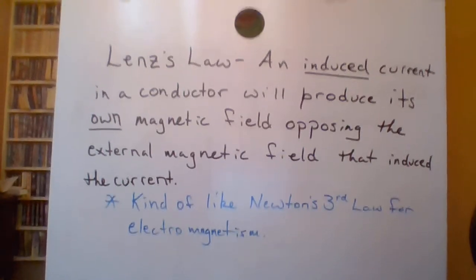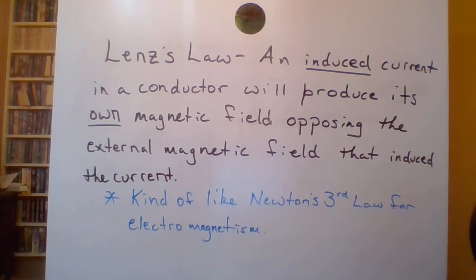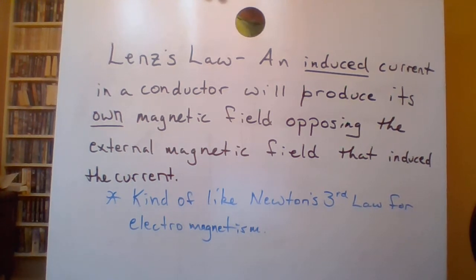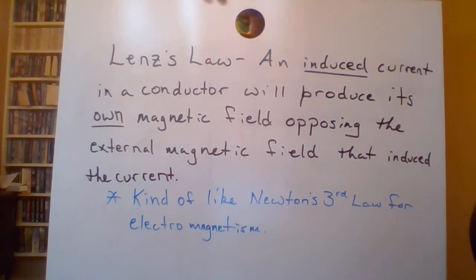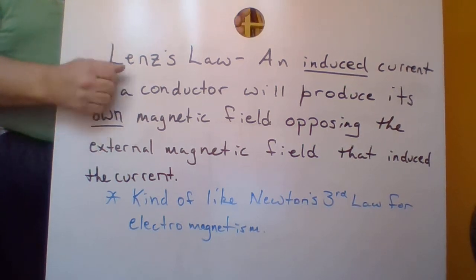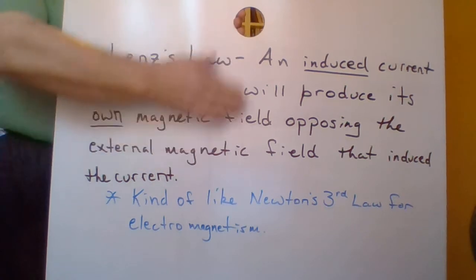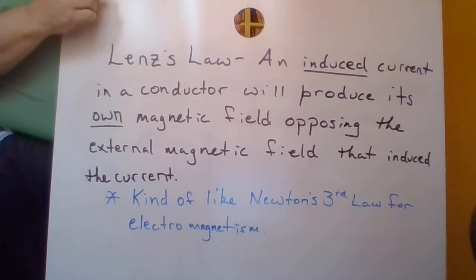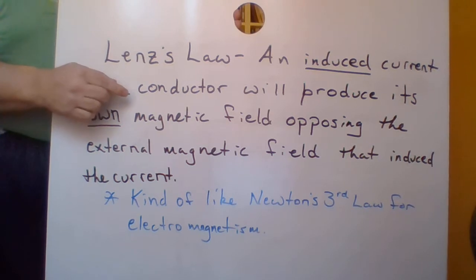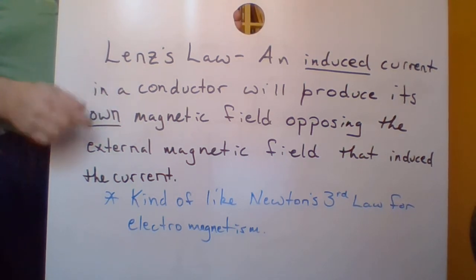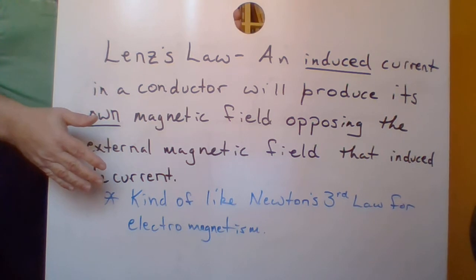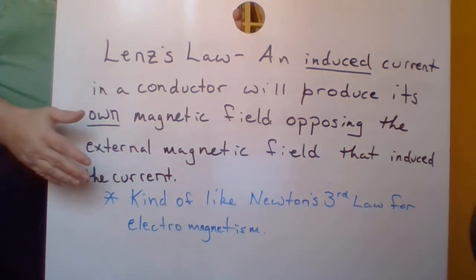All right, first things first. I really got to define this for you. Lenz's Law. Lenz's Law can be thought of almost as a form of Newton's third law for electromagnetism. All right? Specifically electromagnetic induction. Now, at its essence, make sure you check the supplemental notes for this definition again. Lenz's law: an induced current in a conductor will produce its own magnetic field opposing the external magnetic field that induced the current in the first place. Holy cow. What in the world does that mean?